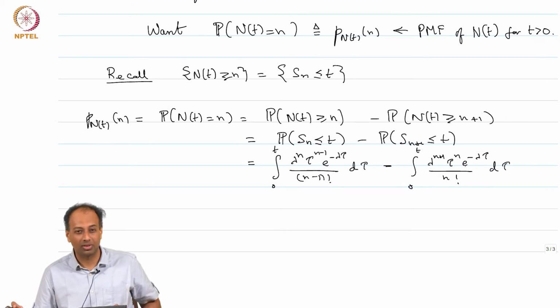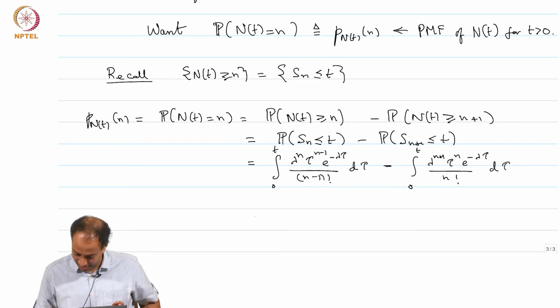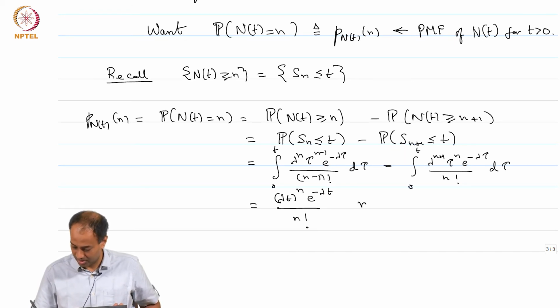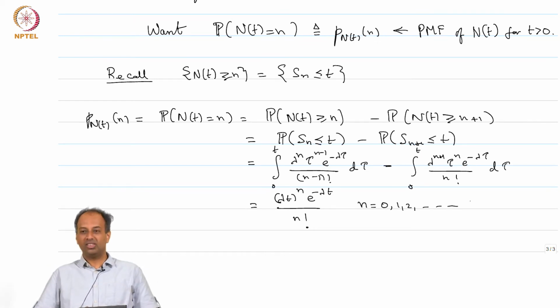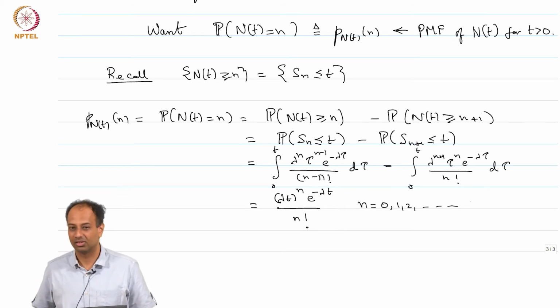So, now you can fight it out, there is nothing more to it, you do this integration by parts, whatever you have, you people do this faster than I can. Finally you fight it out and you will get a nice answer. This answer I know: (lambda t) to the n e to the minus lambda t by n factorial for n is equal to 0, 1, 2, and so on. Of course, 0 factorial is taken as 1.